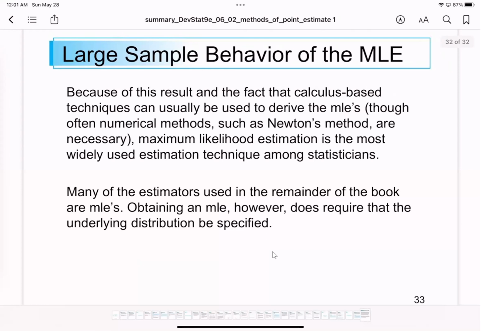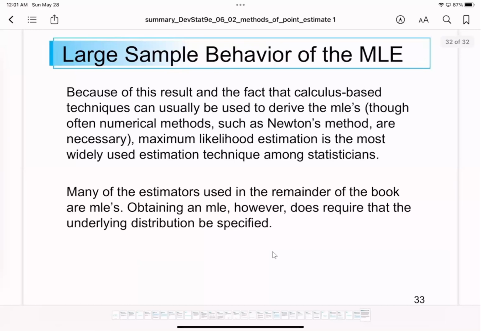And sometimes the parameter values that maximize it may not be able to have a closed form formula for the solution. If that's the case, quite often we use numerical methods to try to find the value. Those numerical methods include, for example, Newton's method or gradient descent method and so on. So that's the maximum likelihood estimate.